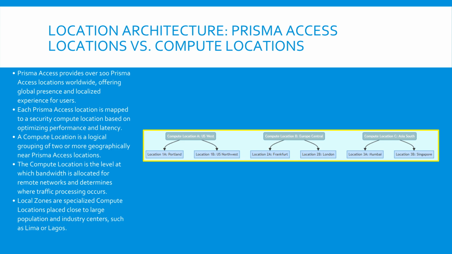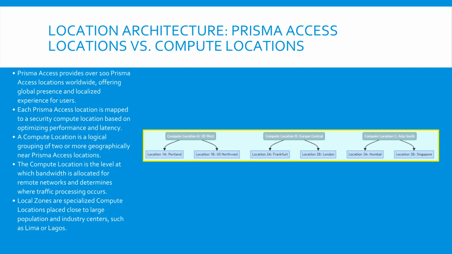This conceptual diagram clarifies the relationship between Prisma Access locations and their associated compute locations. We see three main groupings: compute location A, B, and C, representing different global regions like the US West, Europe Central, and Asia South. Inside each compute location, there are multiple, geographically near Prisma Access locations, shown here as L1A and L1B, and so on. For example, US West, compute location A, might group locations like Portland and US Northwest.